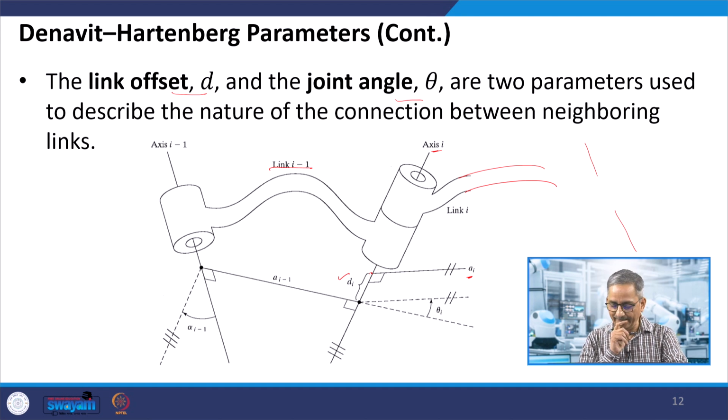Similarly, if I draw a line parallel to this a i, and I extend this a i minus 1 here, then the angle about axis i between a i minus 1 and a i, that is what we call theta i. So, this is how we describe the connection between the links.